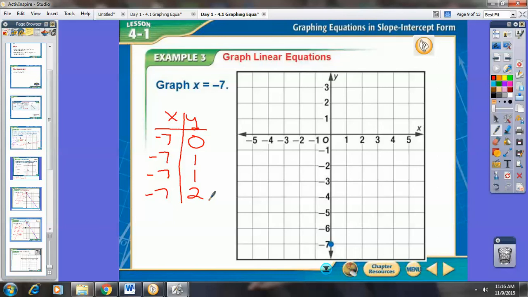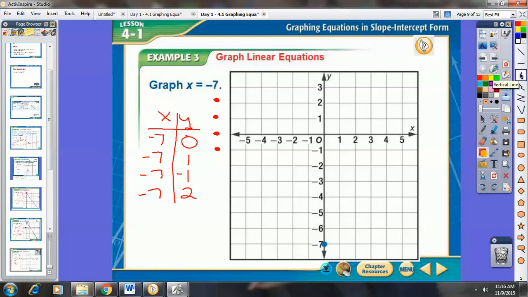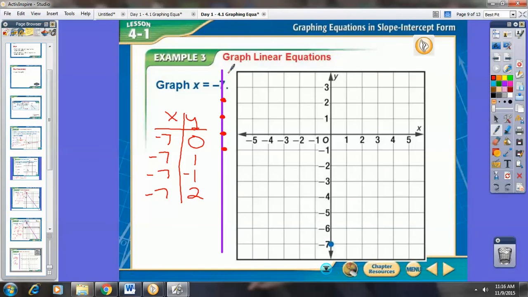So let's go ahead and plot these points. So negative 7, 0. So it's going to be a vertical line. So a vertical line with all of our x coordinates being negative 7.